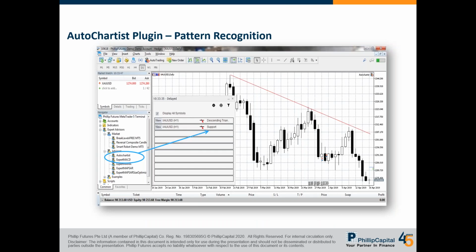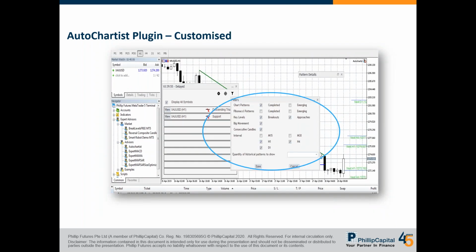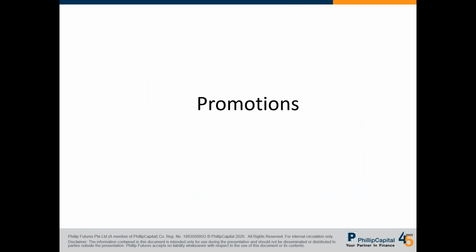I added Autochartist to my gold charts. So it plots out two patterns, descending triangle and support, in the 1 hour time frame. Okay, and of course you can customize what kind of patterns in what state of formation you want to see. All right, so this is the customized outlook.